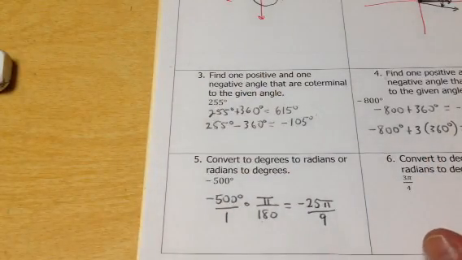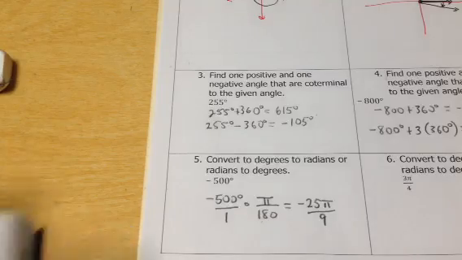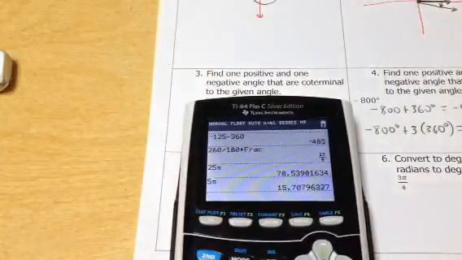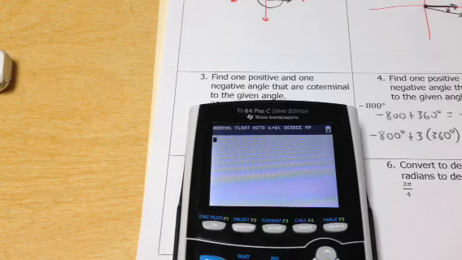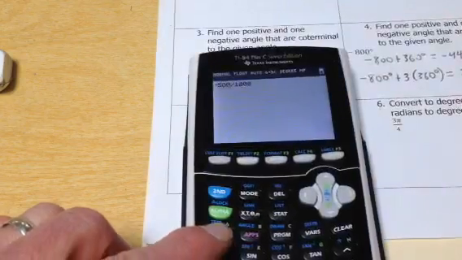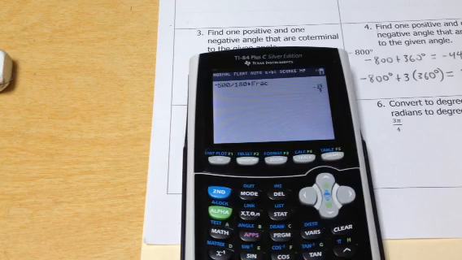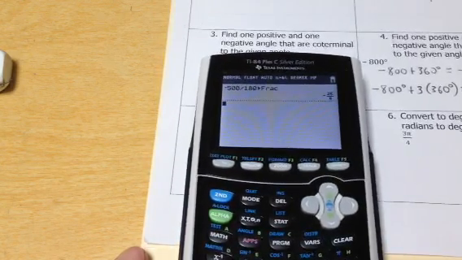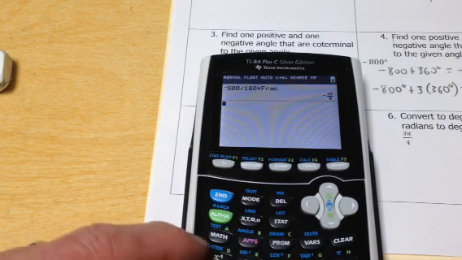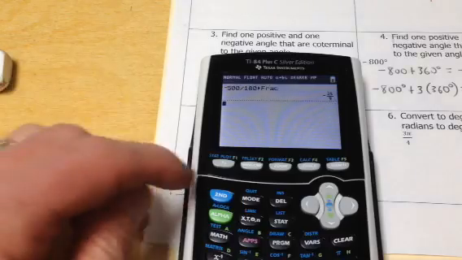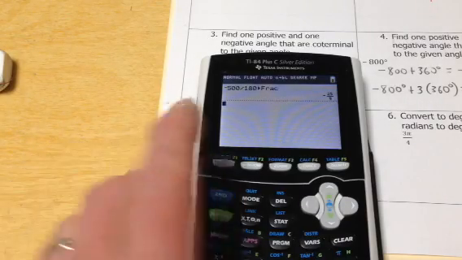Let me show you real quickly how you can get your calculator to simplify that fraction. Hopefully you can see that okay. Clearing there, and this was negative 500 divided by 180, and then if I now press my math key right here and choose option number 1, which says give the answer as a fraction, then that gives you the negative 25 ninths. Okay, and that was in terms of pi, so it's negative 25 pi over 9.